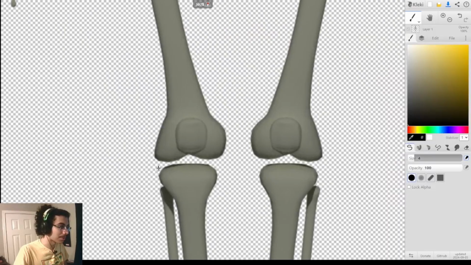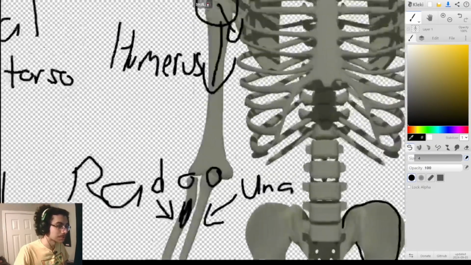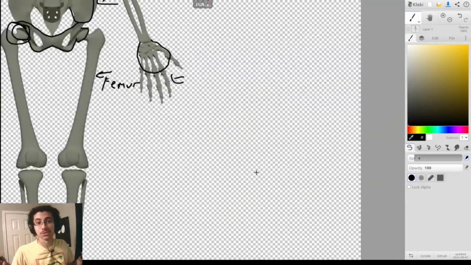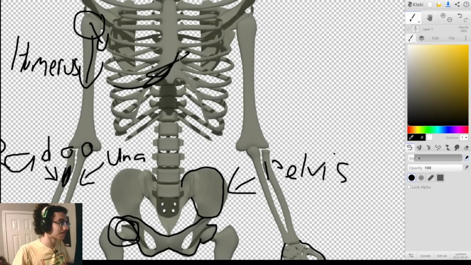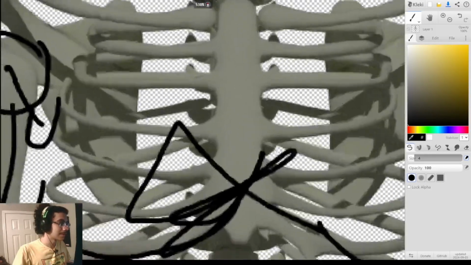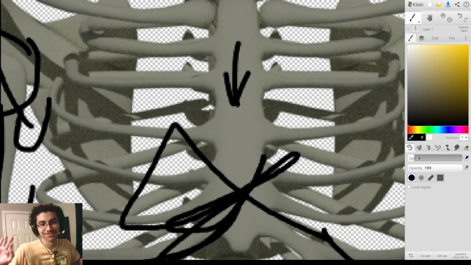And then there's a bottom part right here. It looks pretty similar to the humerus, so make sure you keep that in mind. Some rib cages here. That's where your heart is. This is your sternum. Bet you knew that.